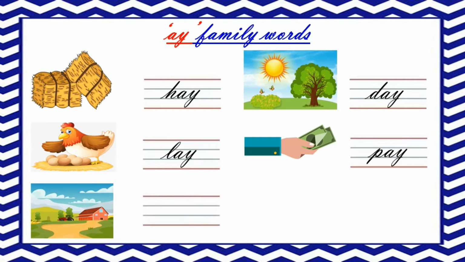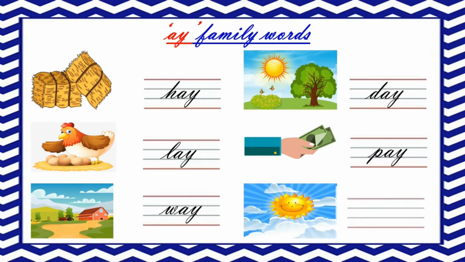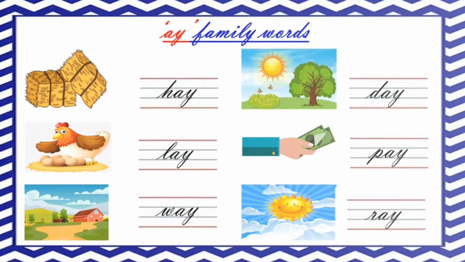Now this is the picture of way. W-ay, way. And the last picture is of ray. R-ay, ray. So children, these are ay family words. There are 6 words, as you can see. H-ay hay, D-ay day, L-ay lay, P-ay pay, W-ay way, and R-ay ray.